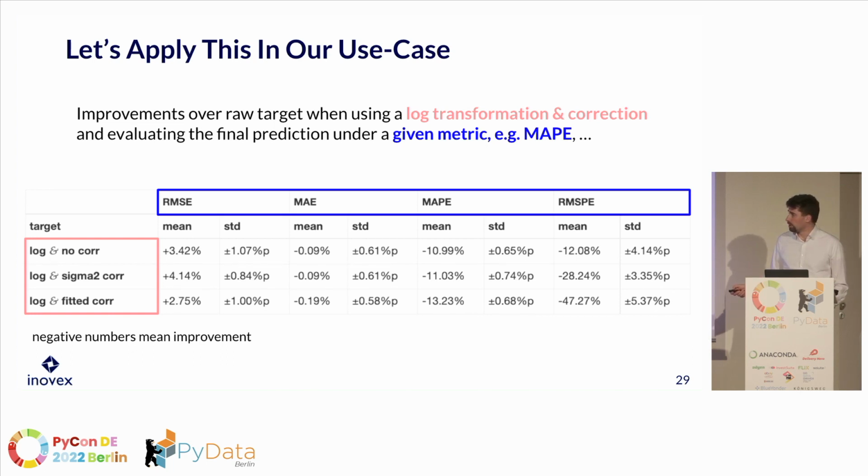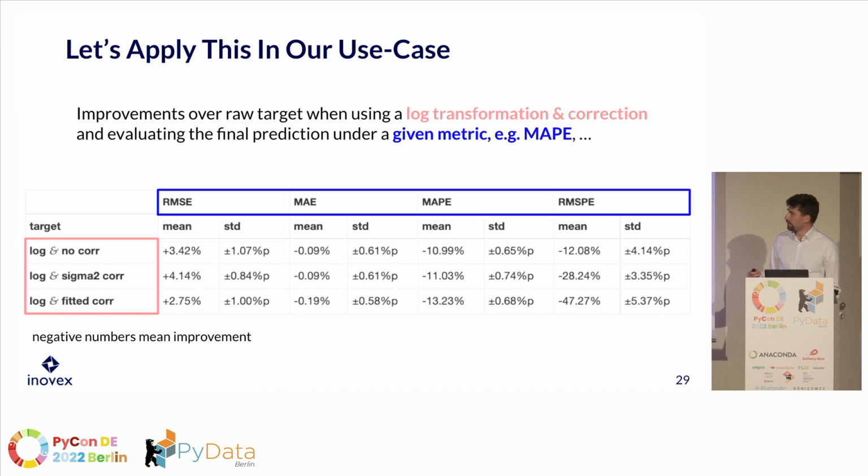And if you wonder about the last row, so this is a fitted correction. Of course, instead of doing the mathematically correct correction, you could also use some holdout set to minimize this one parameter to get a kind of fitted correction. This is why the last row is always better.